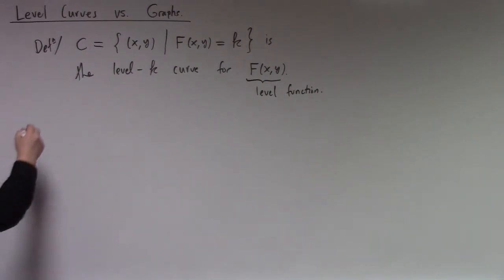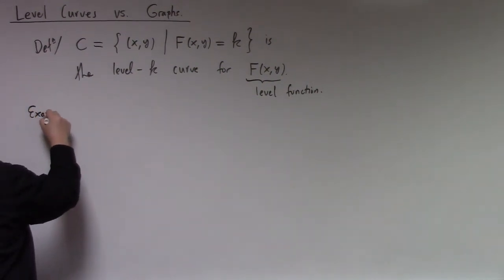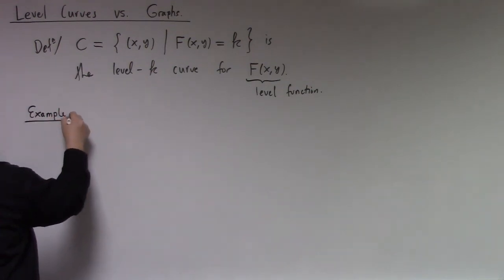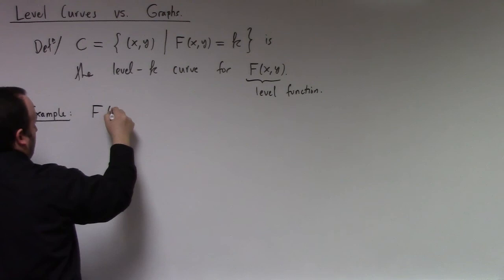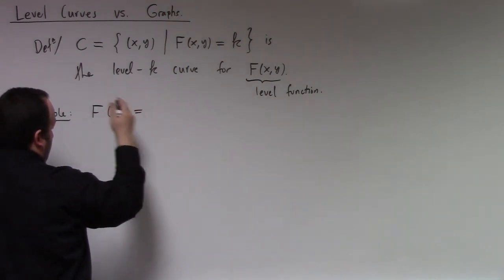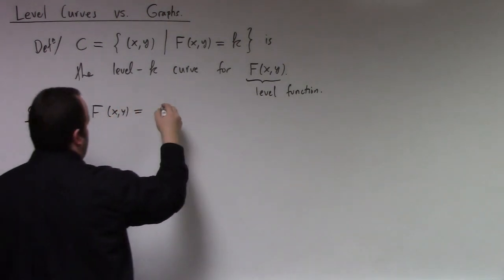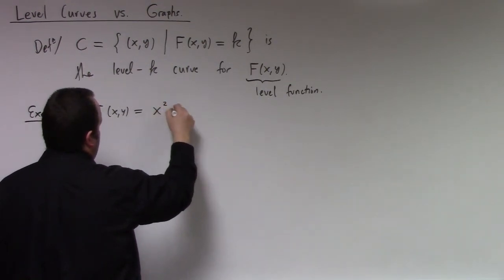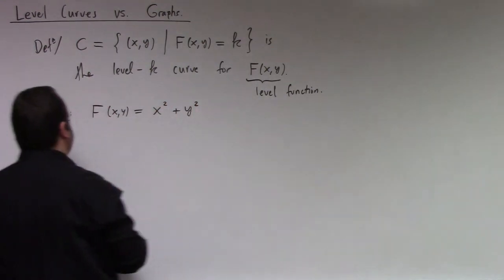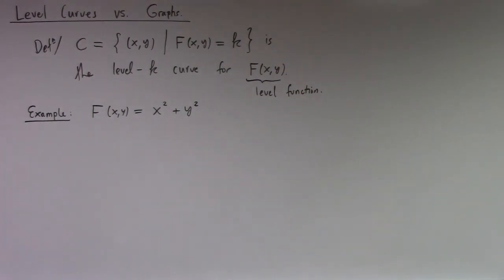So, example. We'll keep it simple. This example is a pretty good one. What if we look at f of x, y equal to, keep it really, really simple, x squared plus y squared. Right. So the function x squared plus y squared, we can start looking at the level curves of this function, right? And we can graph those.